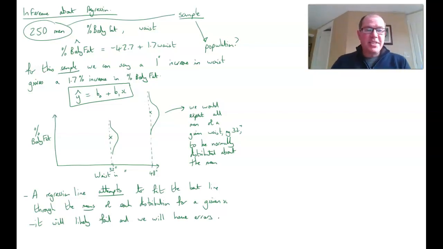Hello, I'm Graham Lewis, and in this video we're going to discuss inference about regression. We're going to look at the slope of a regression line and make inference about the population slope from our sample. So let's look at an example here.